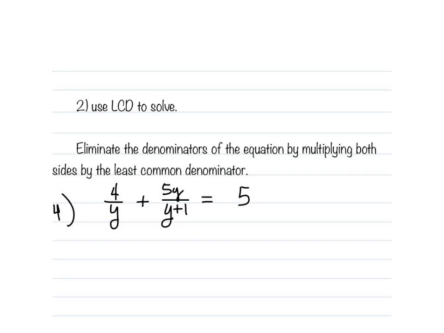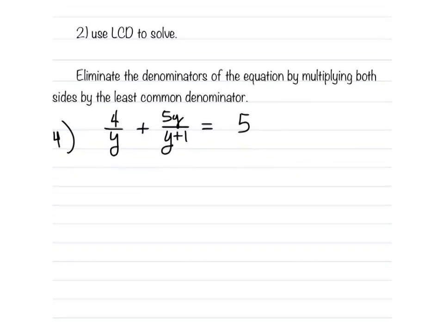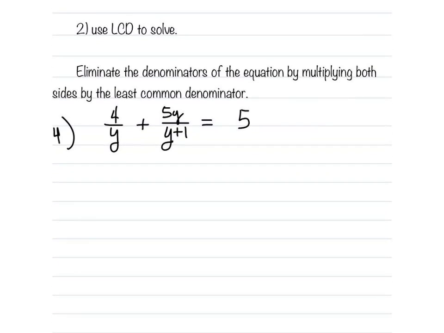Okay, the second method that you will use to solve a rational equation is using the least common denominator to eliminate all of the denominators and write an equation that we can solve. Okay, so number 4, write this down. 4 over y plus 5y over y plus 1 is equal to 5. So the first thing that you have to do is determine what the least common multiple of the denominators is. The least common denominator, in other words.